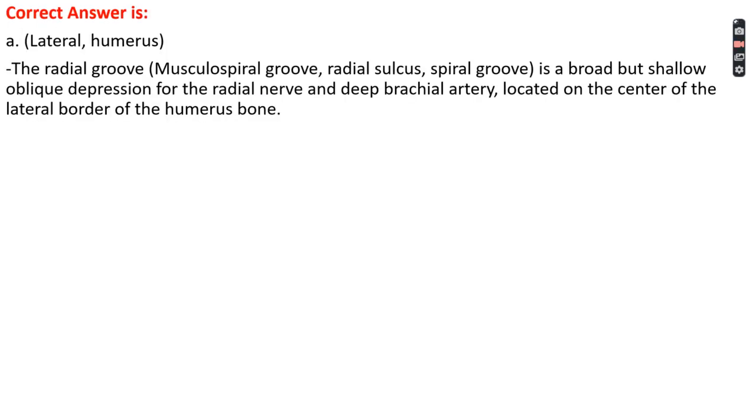The radial groove or musculospiral groove, or we can say radial sulcus or spiral groove, is a broad but shallow oblique depression for the radial nerve and the deep brachial artery. It is located on the center of the lateral border of the humerus bone.